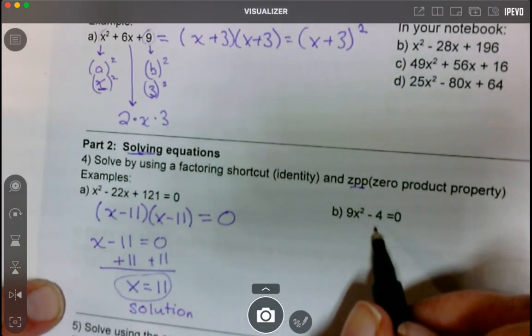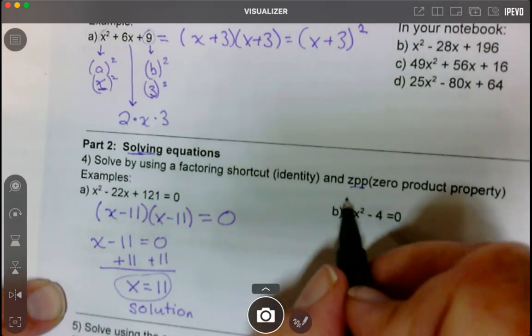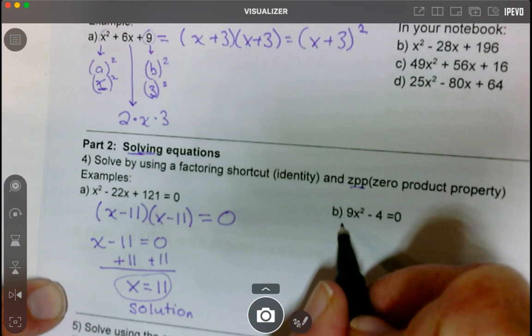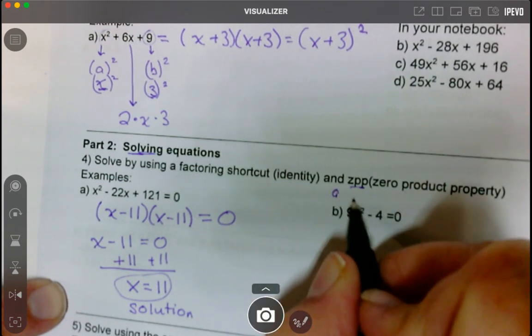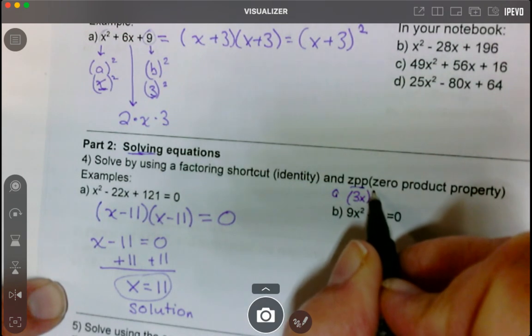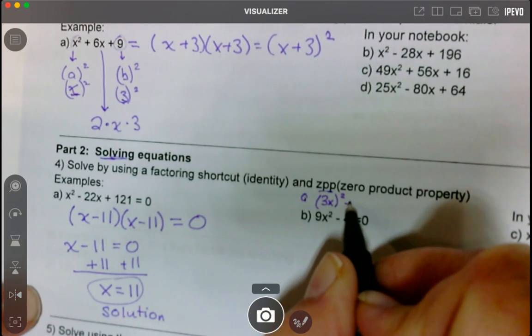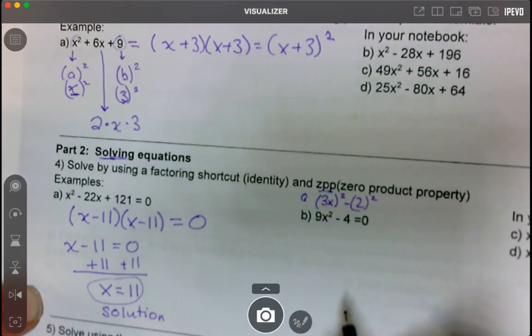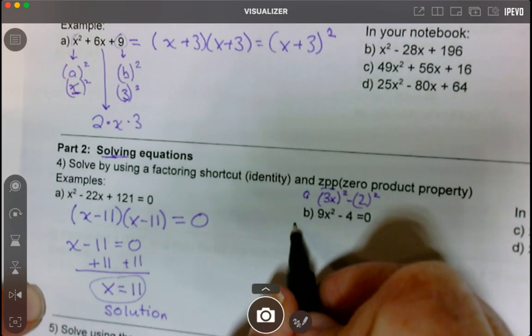Ooh, this is not a perfect square trinomial. This is difference of two squares, right? So I could say that my a would be 3x, and my b would be 2. So I can use the a minus b, a plus b shortcut.